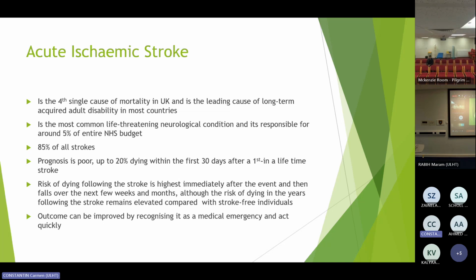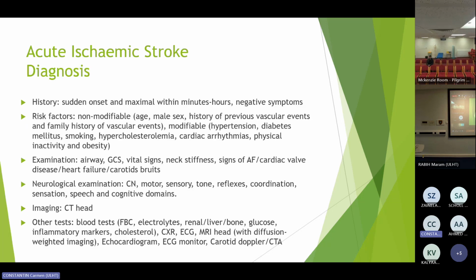Outcome can be improved by recognizing it as a medical emergency and acting quickly. And I'm going to tell you how to act. So very important is to take the right history. So to clarify that the presentation started suddenly, that the presentation is hitting the maximum within minutes, no more than hours, and we have negative symptoms.